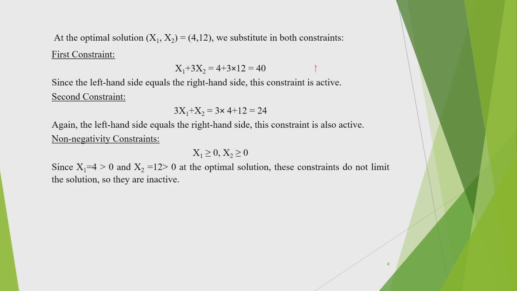Second constraint, 3x1 plus x2. You put that 3 into 4 plus 12 is equal to 24, and the right hand side was also 24. So, left hand side equals the right hand side. This constraint is also active.